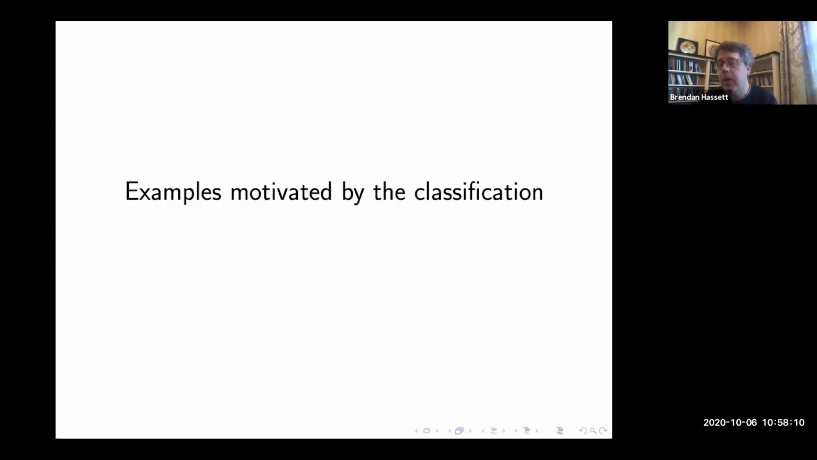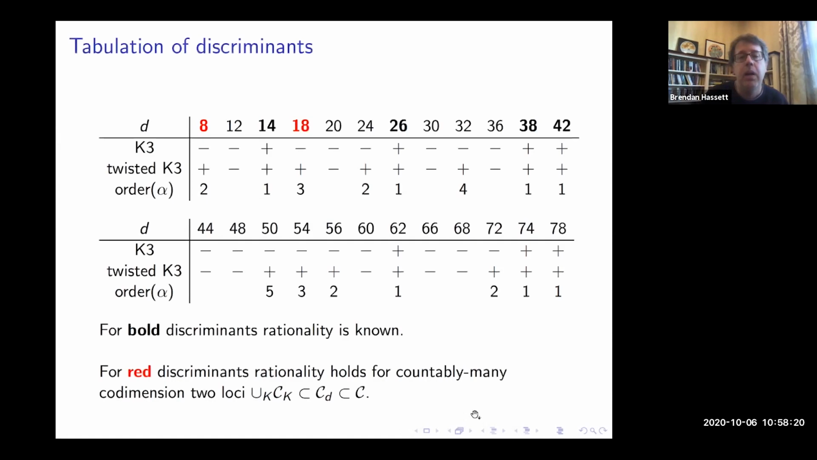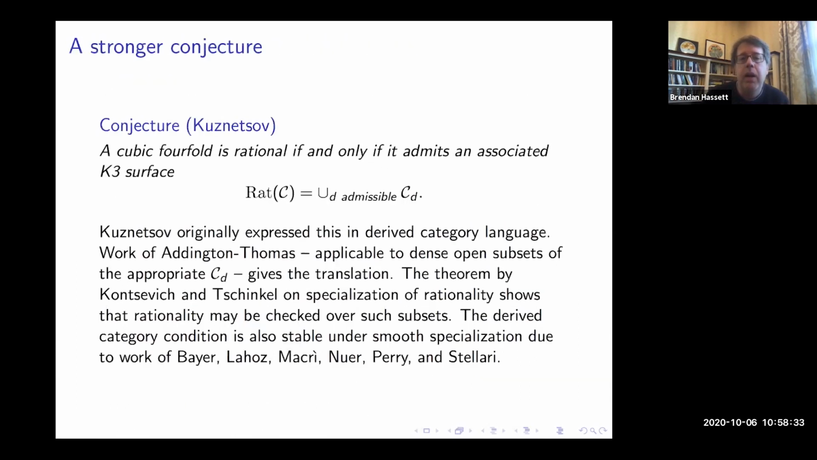Okay, so now let's return to the examples and the inventory of rational cubic hypersurfaces from the perspective of this classification theory. Here I tabulated the discriminants to give you an indication. So let me actually go back for a moment. As mathematicians, we don't use a scientific method officially, but in practice, I think we often are convinced by having results that support a hypothesis.